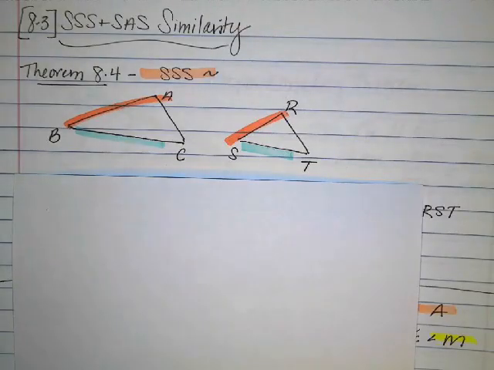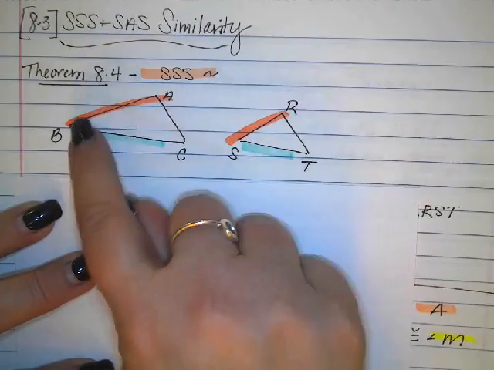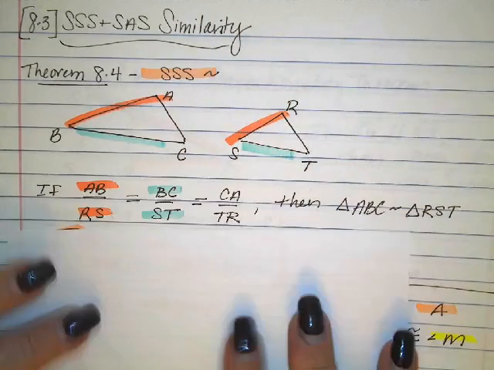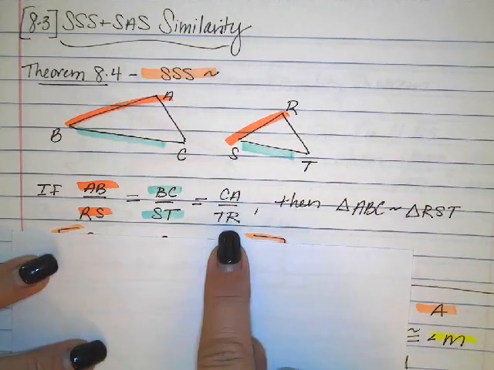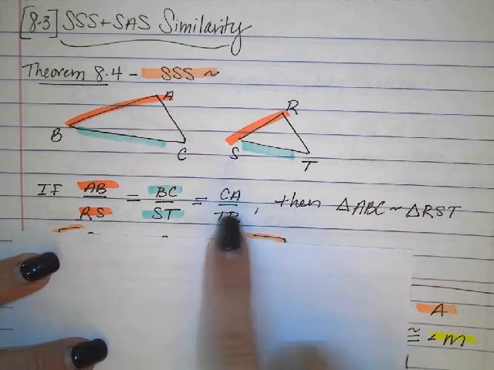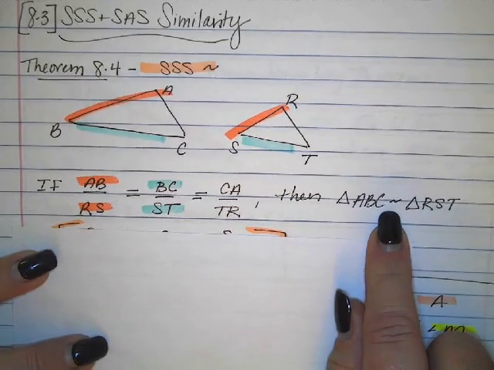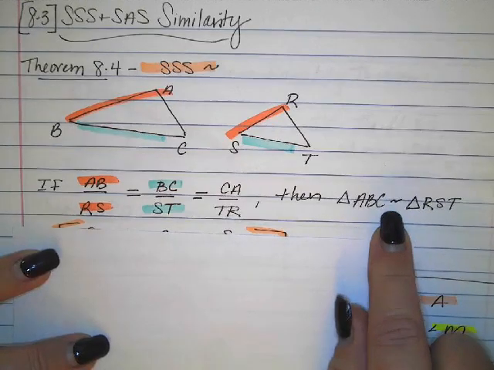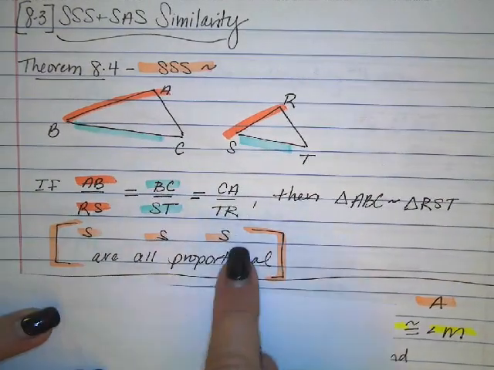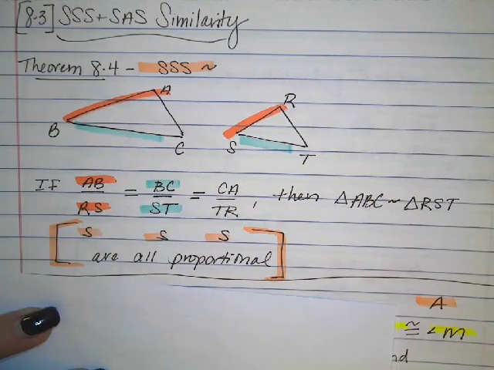In the third section of Chapter 8, they talk about side, side, side, and side, angle, side similarity. Remember, not congruence, they're talking about similarity. So in this first one, they're telling us that if these sides correspond to each other, and I can set them up as those proportions or those ratios, and all of these ratios are proportional, then I can make that similarity statement. Side, side, side, all of these sets are proportional. Then I know that I can say they're similar.